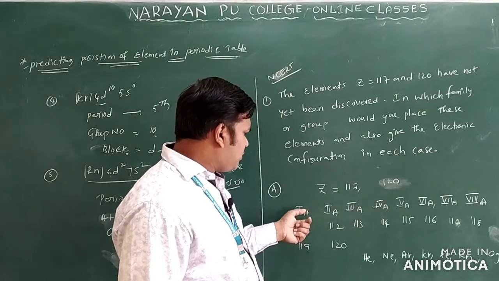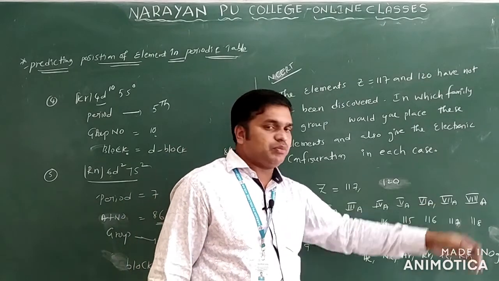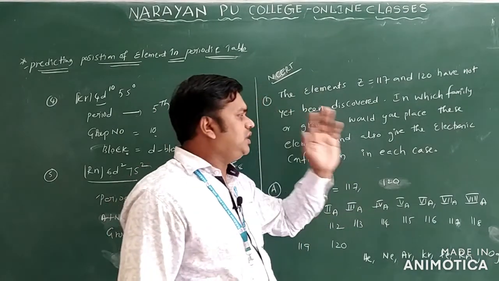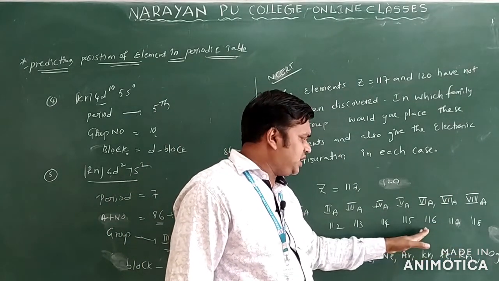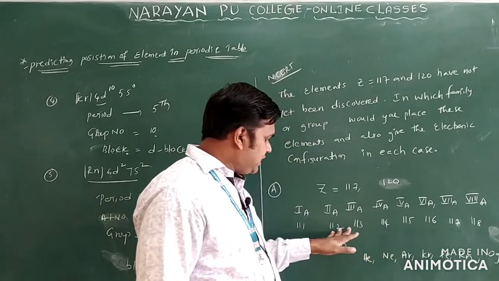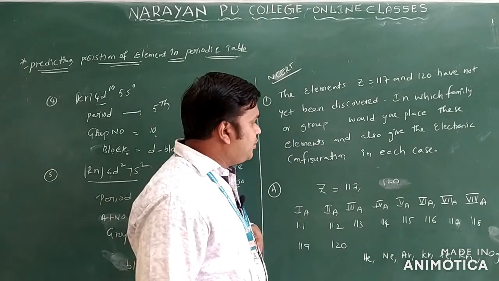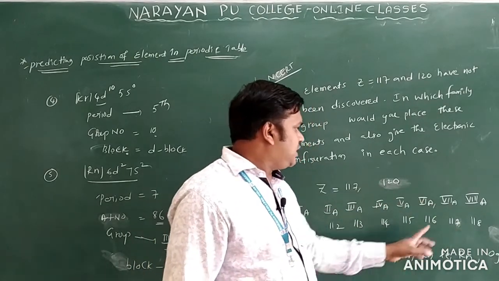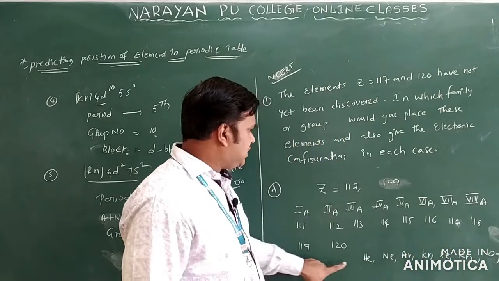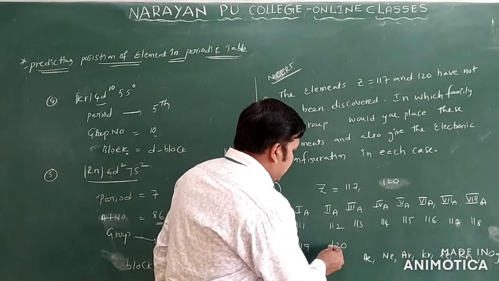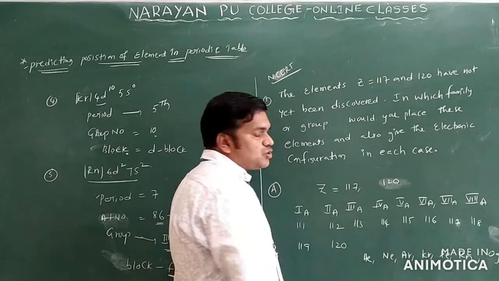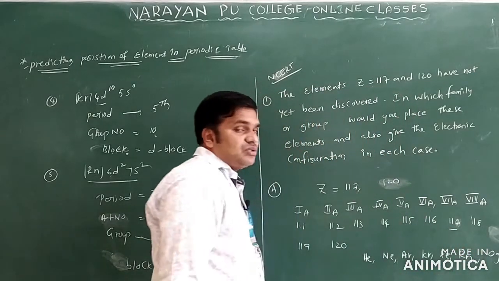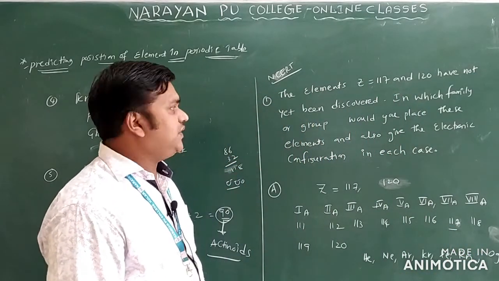I just wrote the group numbers 1A, 2A, 3A, 4A, 5A, 6A up to 8A only. You see, the 8A group ends with what? 118 is the atomic number. Before that I am writing 117, 116, 115, 114, 113, 112 and 111. So 117 belongs to the 7th group, and after 118 come 119 and 120. 120 belongs to the second A group, and 117 belongs to the 7th A group.